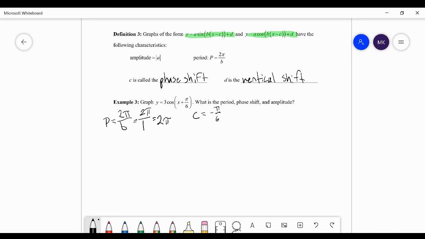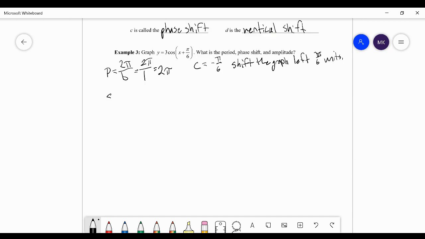So what does this do? Well, a c value of negative pi over 6 would shift the graph. Since it's a negative value for c, it's going to be going in the left direction. And you may be like, wait, you said counterintuitive. That applies to the function itself. That was plus pi over 6, so that's the counterintuitive part. So it shifts the graph left pi over 6 units.